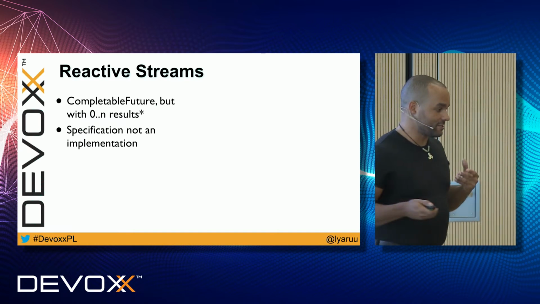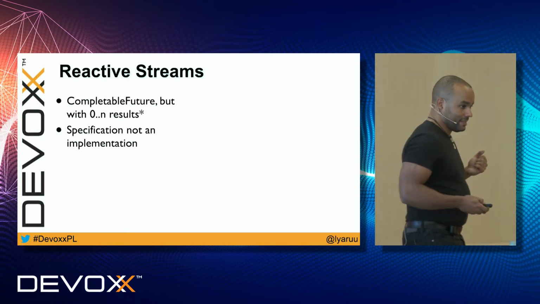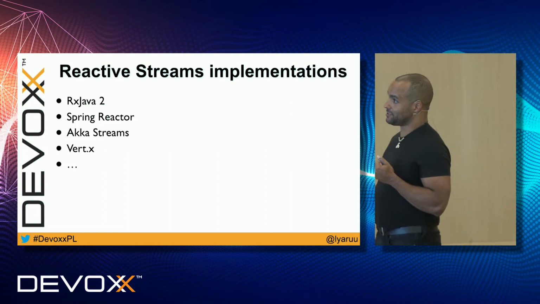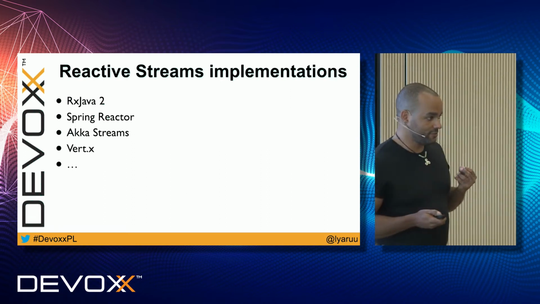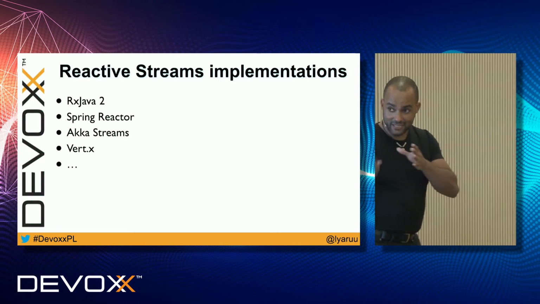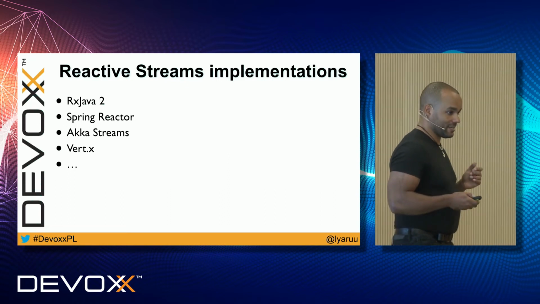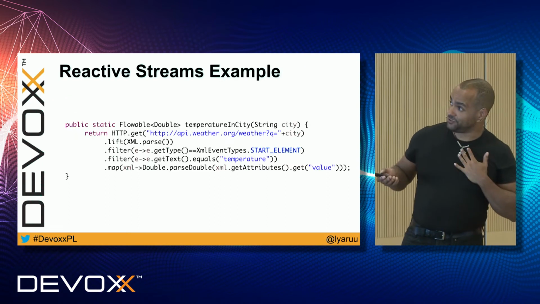And it's a specification, so there are many different implementations. For example, we have RxJava, which is pretty popular, Spring Reactor, of course, Akka Streams, Vert.x, and I probably forgot a few. But they all have that model where you have a stream of results that will show up at some point, and you can chain those together just like in a completable future.